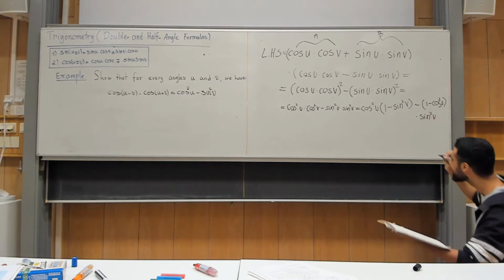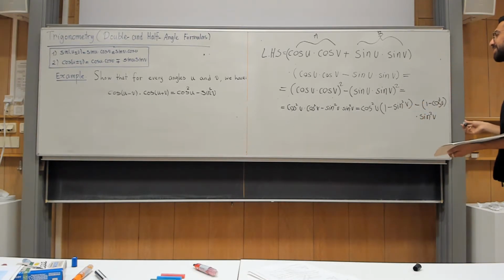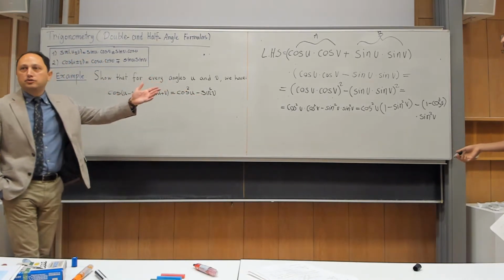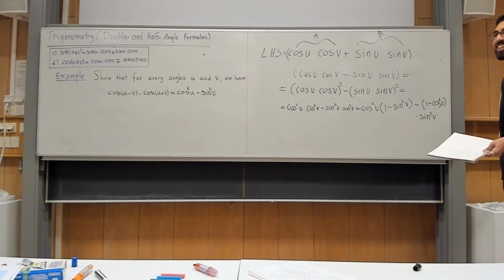Very good. So the strategy is working. This is immediately clear because we want to keep cosine squared u and sine squared v. We want to get rid of the other two. That's the only way that we can do that. And then the rest of it is just simple algebra. If you cannot do that, I can help you.